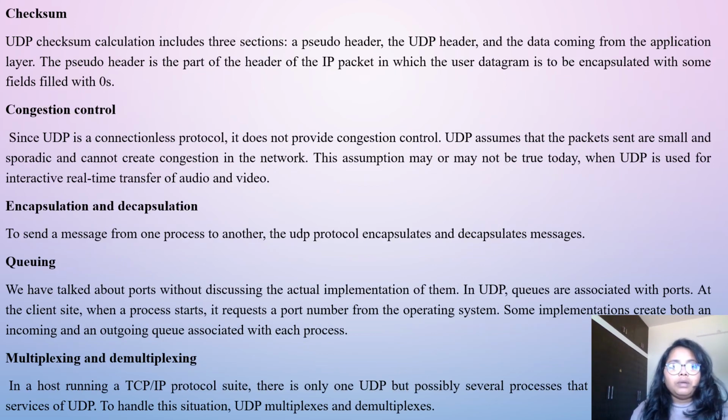Next is checksum. UDP checksum calculation includes three sections: pseudo header, UDP header, and data coming from the application layer. The pseudo header is the part of the header of the IP packet in which the user datagram is to be encapsulated, with some fields filled with zero.